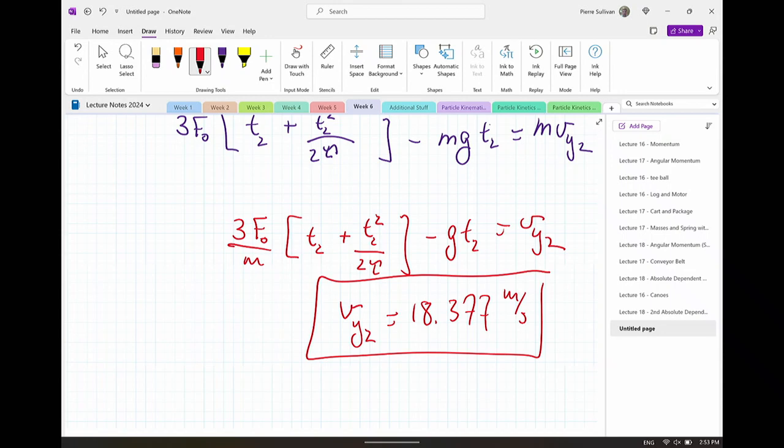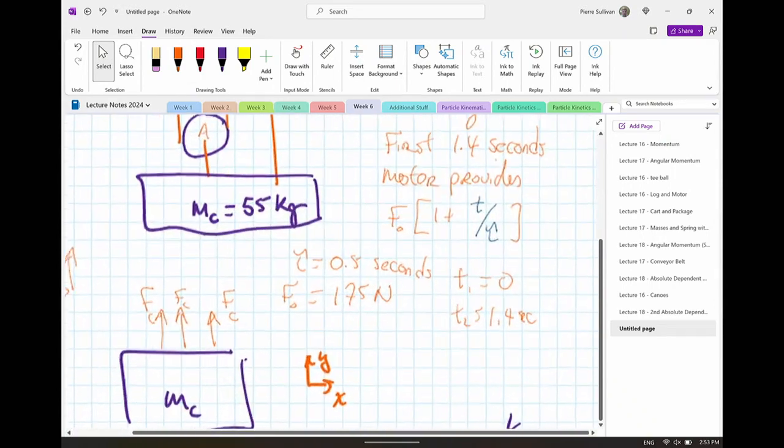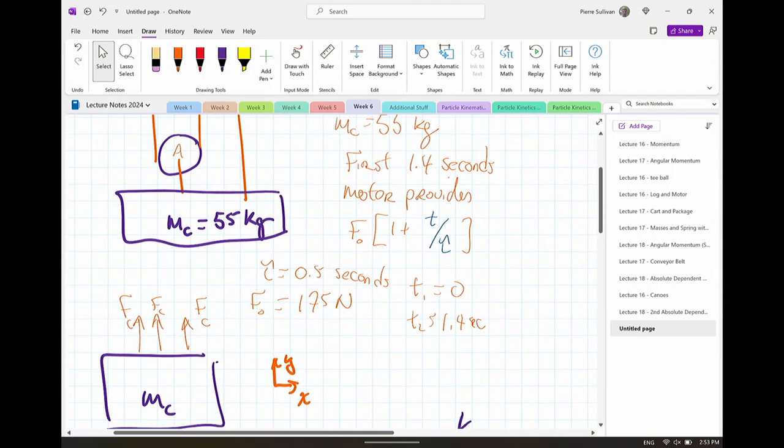Any questions on this? Go ahead. You were given that at the very beginning of the problem. Yeah. So tau is just a time constant, and tau is equal to 0.5 seconds.